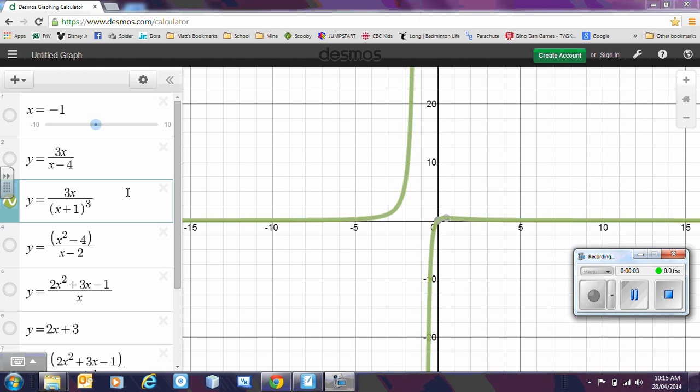Sorry, I was being instructed there. I think I said vertical, but when I have a higher power in the denominator than in the numerator, I end up with my horizontal asymptote, and it is always at 0.